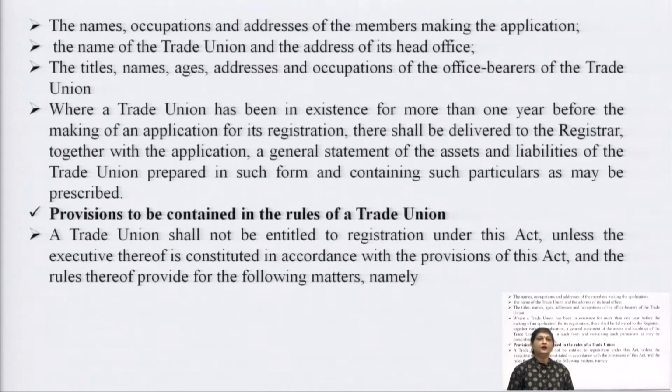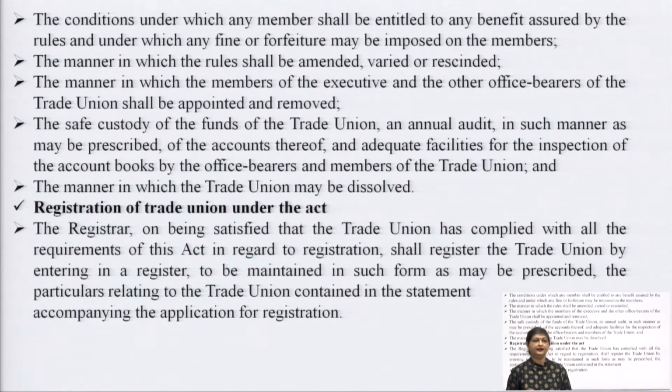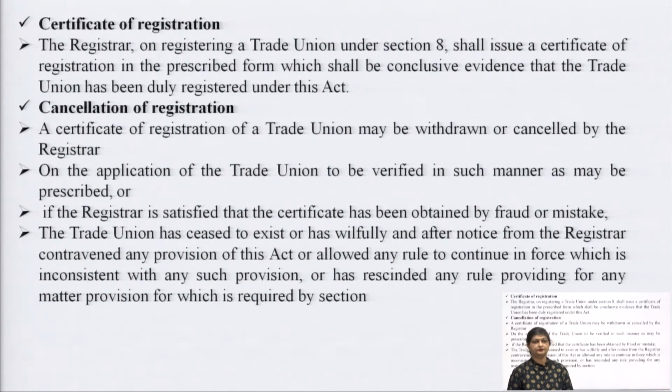So, for registration, any trade union has to fulfill all these provisions to get it done. Now, registration of a trade union under the Act. The registrar, on being satisfied that the trade union has complied with all the requirements of this Act in regard to registration, shall register the trade union by entering in a register to be maintained in such form as may be prescribed the particulars relating to the trade union contained in the statement accompanying the application for registration.